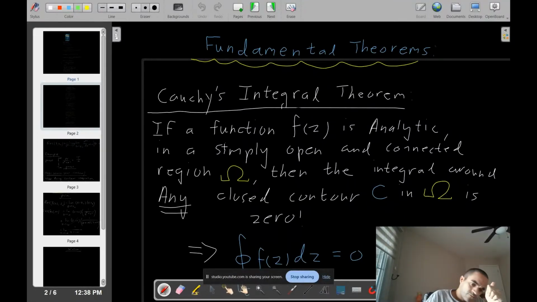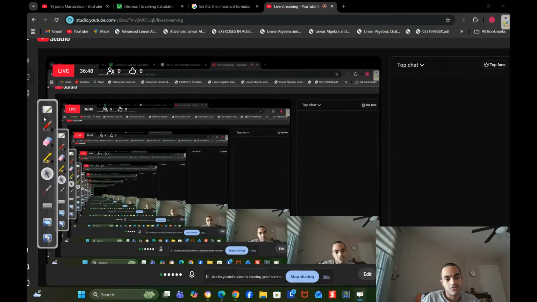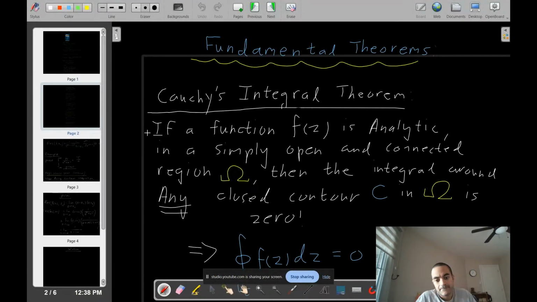Okay, so that's one of the first things to understanding contour integrations, defining what a contour integral is. Now, the next page is on fundamental theorems, for instance, Cauchy's integral theorem. So Cauchy's integral theorem, we're going to be looking at that. Cauchy's integral theorem states the following, right?